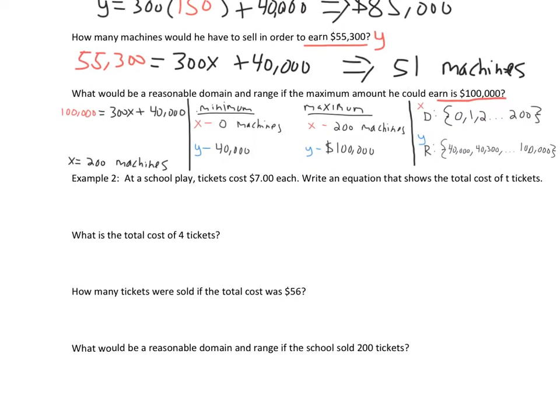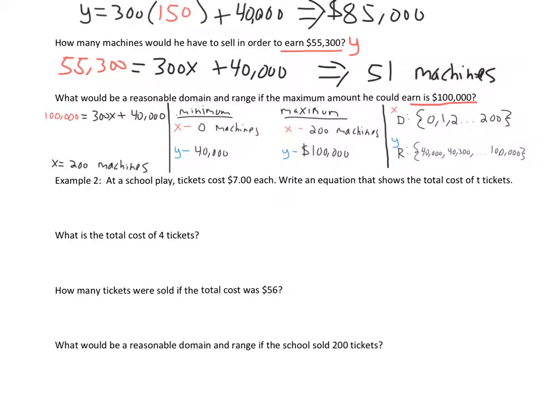Example number 2. At a school play, tickets cost $7 each. Okay, write an equation that shows the total cost of T tickets.